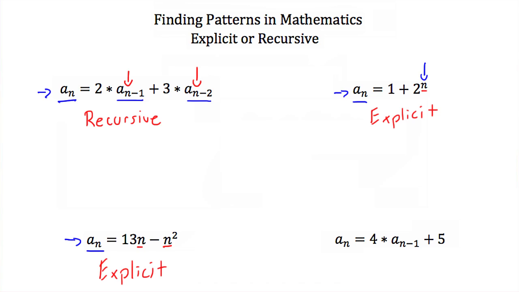Our last example, a_n is equal to 4 times a_(n-1) plus 5. This means that every term in our sequence is 4 times the term before it plus 5. Since our formula includes previous terms in our sequence, that makes this a recursive formula.